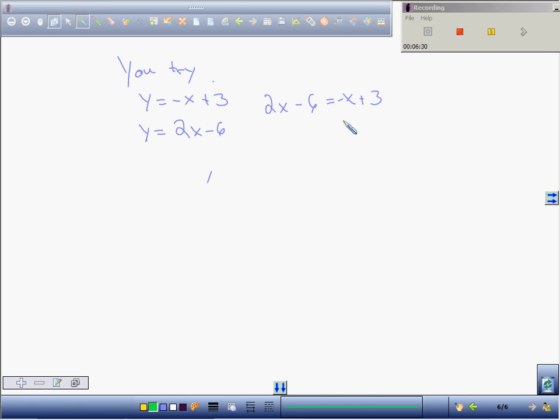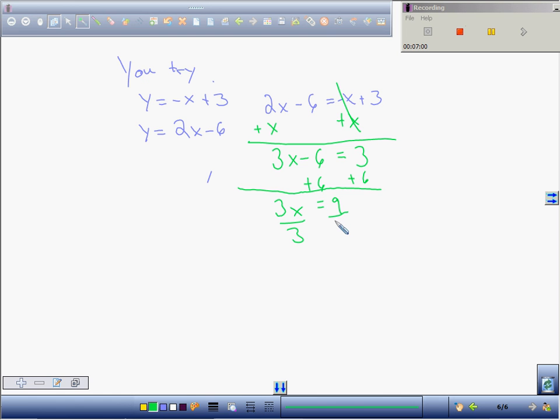I put the x's on the same side. How did you do that? I added an x to both sides. She added an x to both sides. Yep. And then what did you do? I added 6. She added 6 to both sides, and she gets 3x equals 9. Then I divided by 3. Okay, and I get x equals 3.